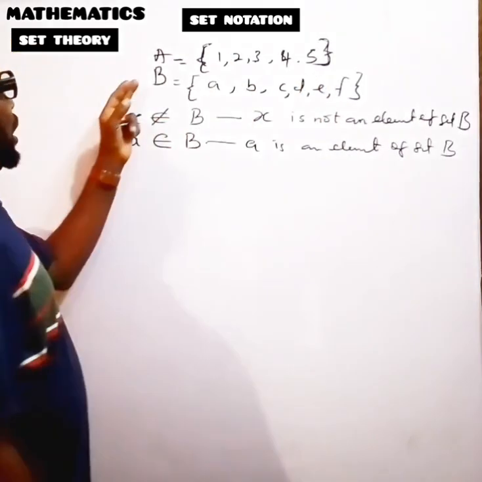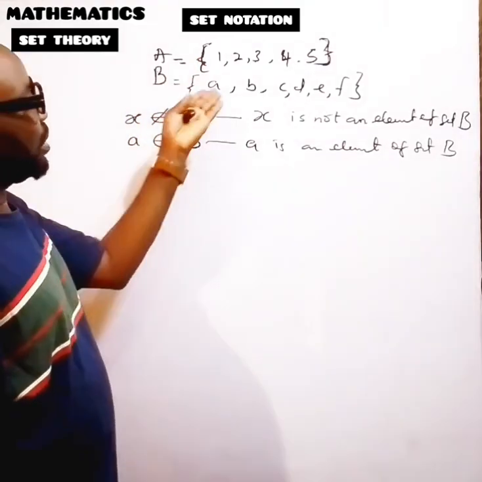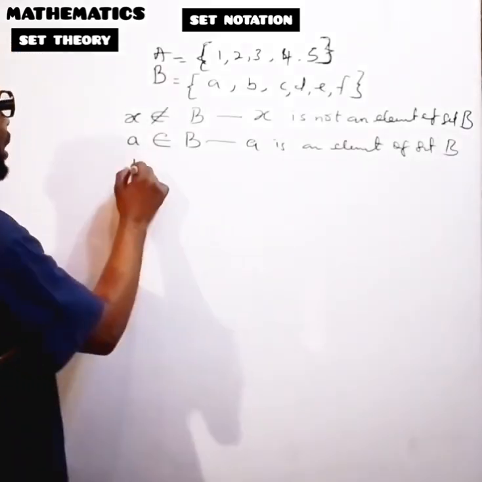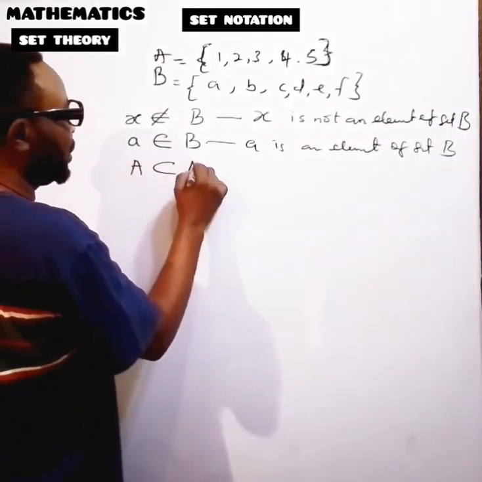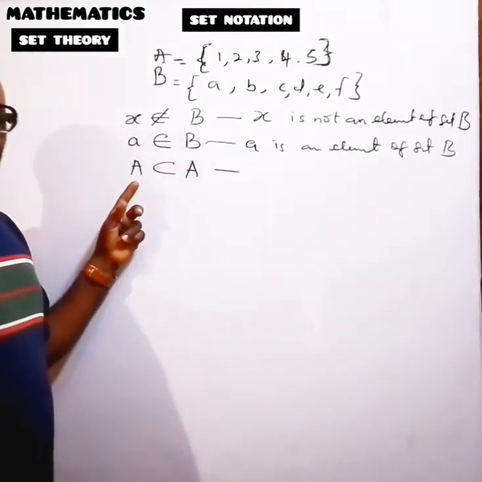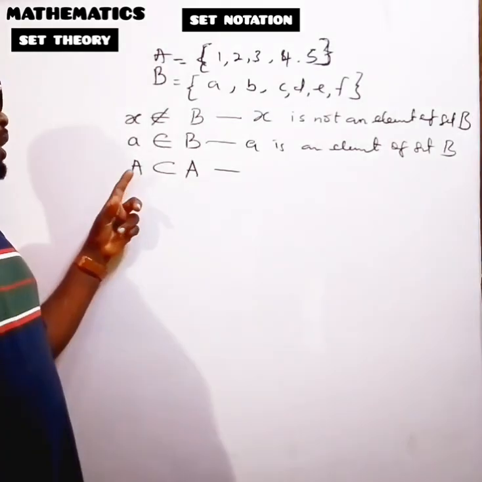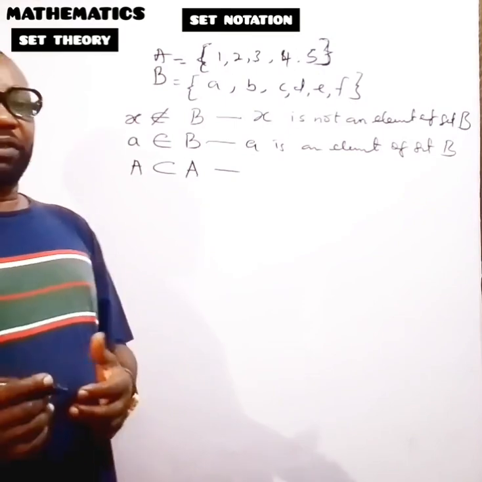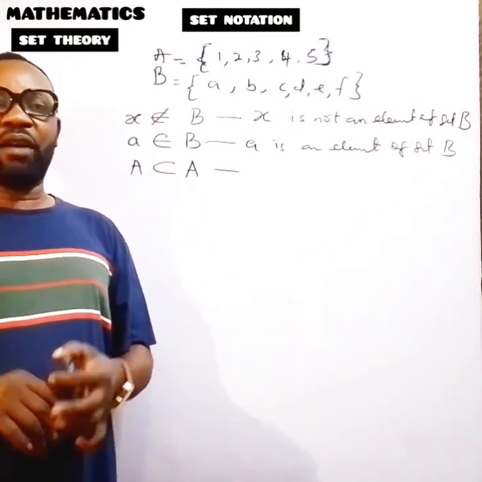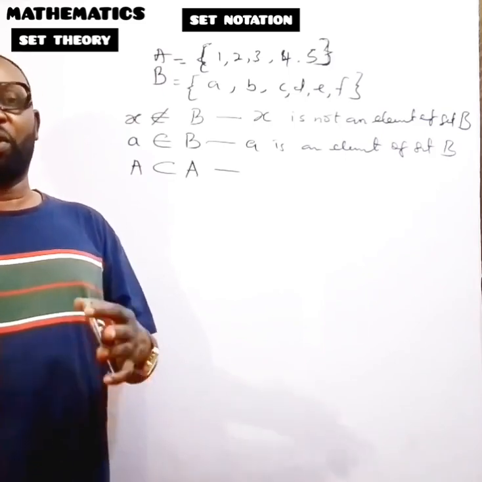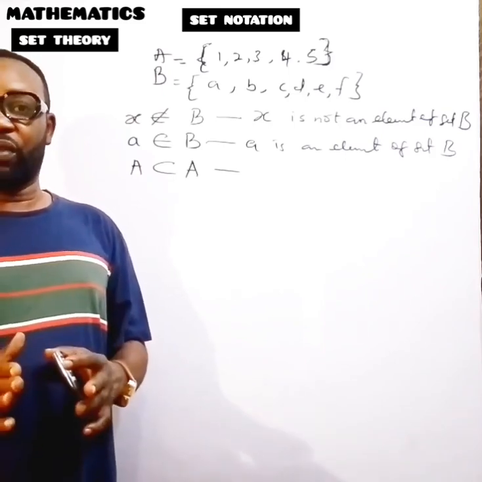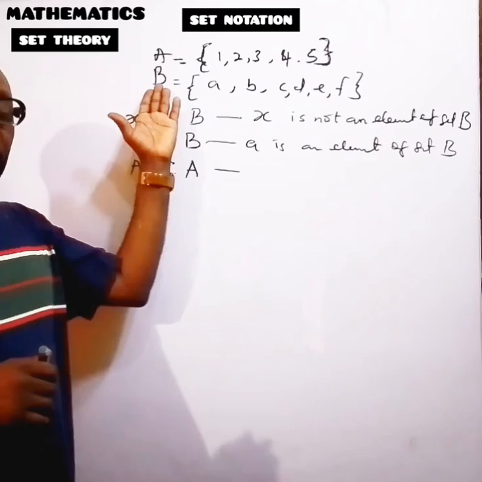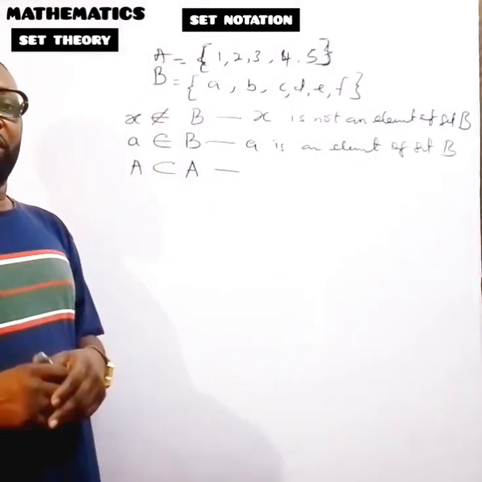Now, I have these two sets of elements. None is a subset of the other. But I can say that A, what do I mean by this? What I mean is that A is a subset of A. Don't forget, I have said it earlier, that every set is a subset of itself. Take note of that. It's very important for you to know that. So A is a subset of A. Also, B is a subset of B.